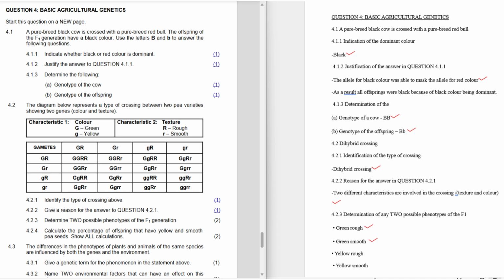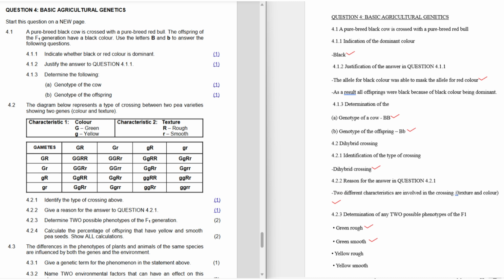The offspring of the F1 first filial generation have black color. That means the black color was homozygous dominant, and the red color was homozygous recessive, because the allele for the black color was more dominant.